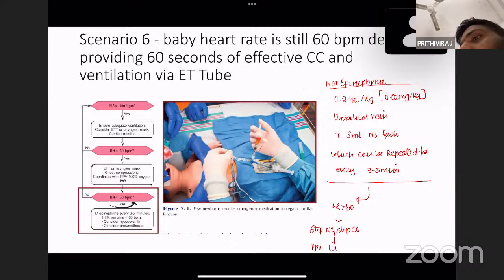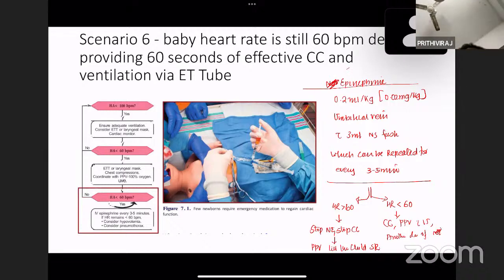ventilation till the child has spontaneous respiration. Even after that, if the heart rate is not improving, is less than 60, continue chest compression, give positive pressure ventilation via ET tube, and give another dose of norepinephrine. Sorry, it's not norepinephrine, it's epinephrine. I'm very sorry, it's epinephrine.